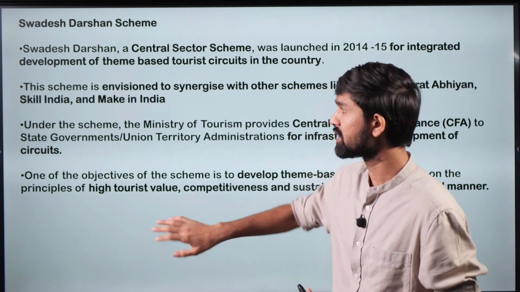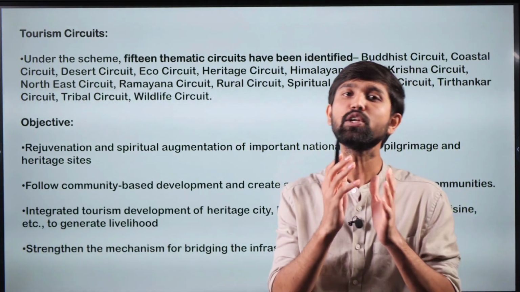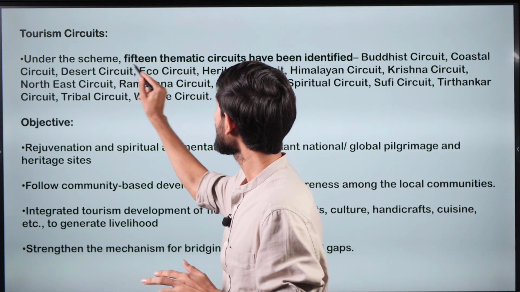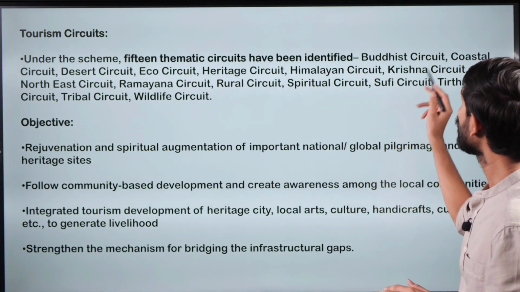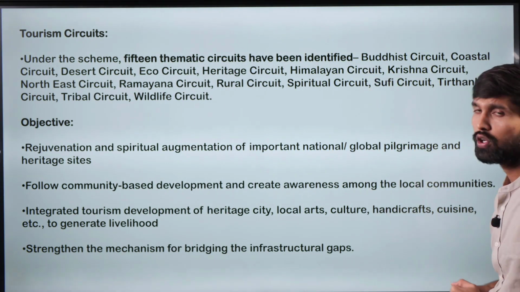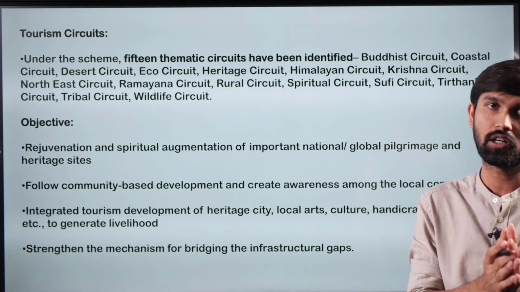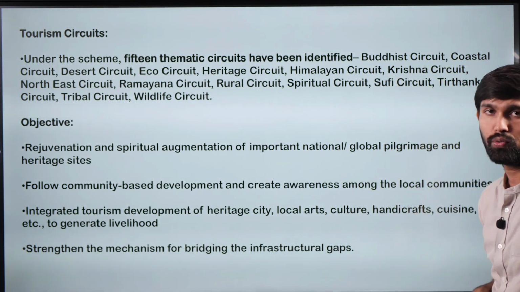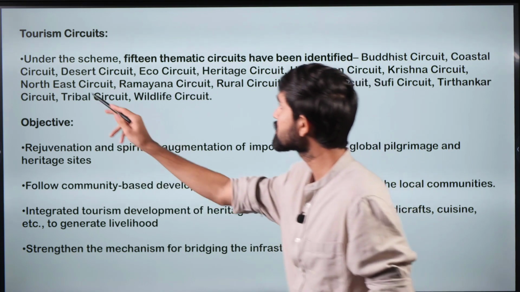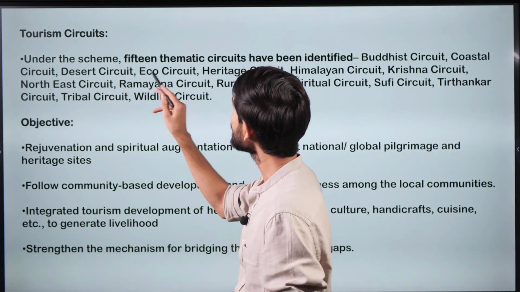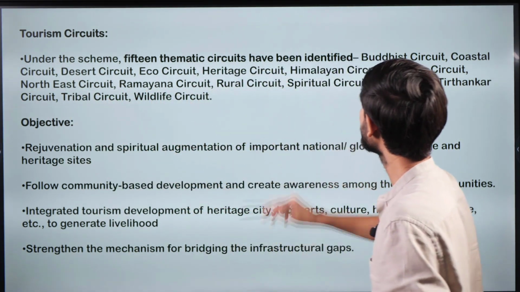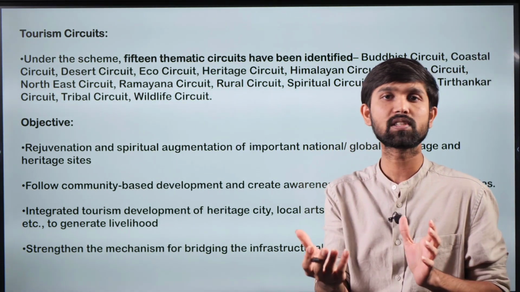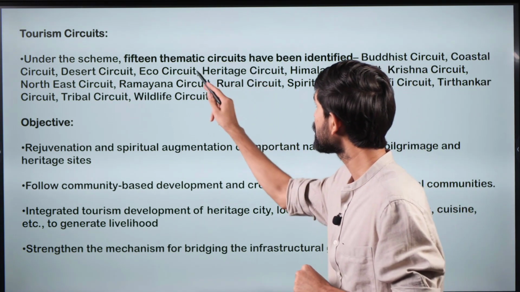So what are these circuits? Under the scheme, 15 tourism circuits have been highlighted, and these are being taken up for development. What are these circuits? The Buddhist circuit. Under this circuit, all the Buddhist tourism sites would be interlinked. We also saw the Ambedkar circuit a few sessions ago. Then there is a coastal circuit. Then there is a desert circuit, eco circuit, heritage circuit, Himalayan circuit. All of these circuits will generally have those tourism sites which are linked to this particular theme.